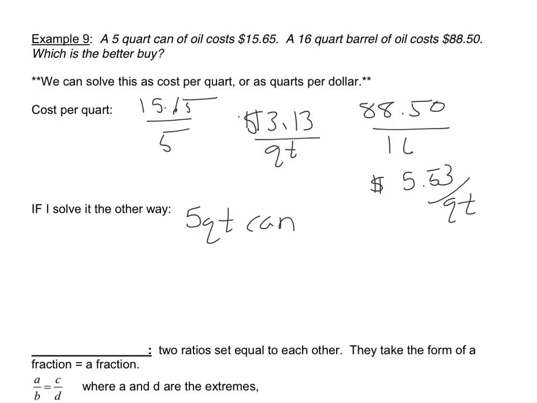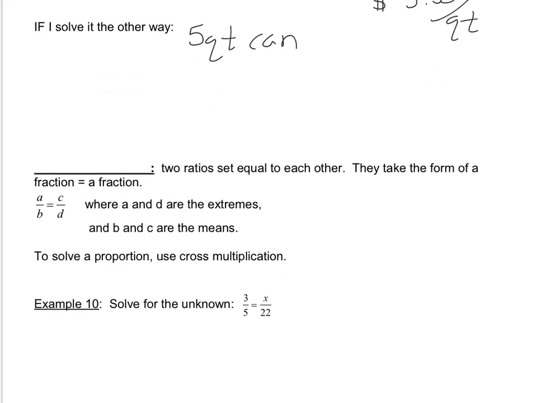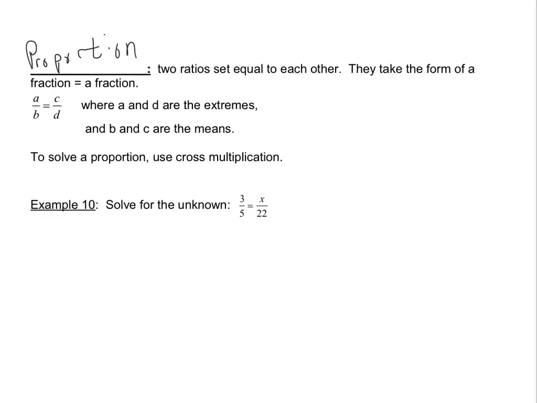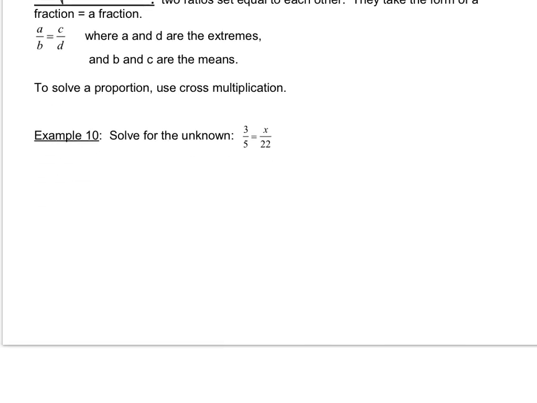Now, two ratios set equal to each other. They take the form of a fraction equals a fraction. This is known as a proportion. Okay? So, see how they have a over b equals c over d? So you know the two sides are equal to each other. You just need to solve them. So if we look at this example, we just cross multiply.